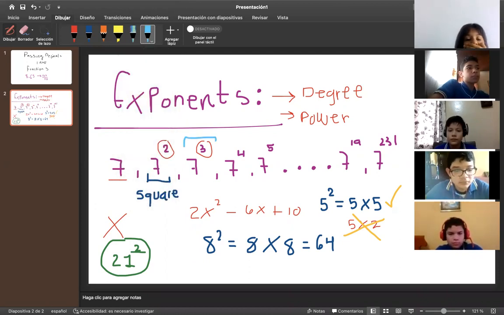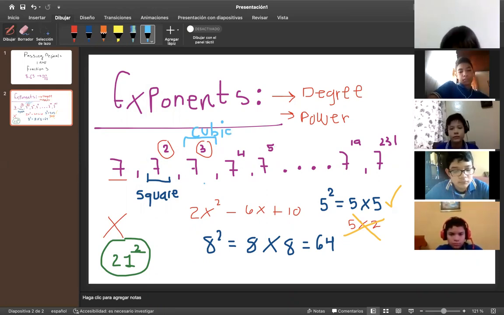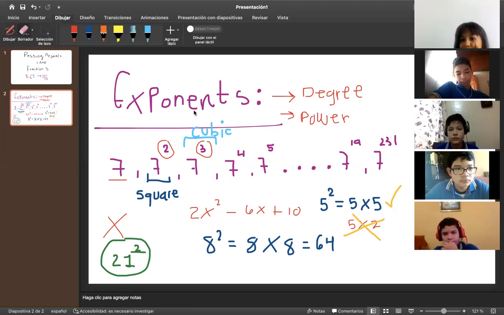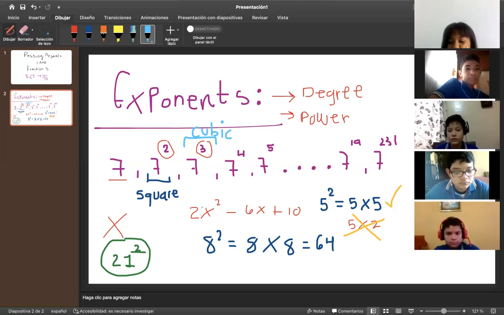When we have the number 3, we call this cubic, okay? We are gonna call this cubic. The last letter in here is a C, not an E, okay? Cubic. So we're gonna read this number as 7 cubic.